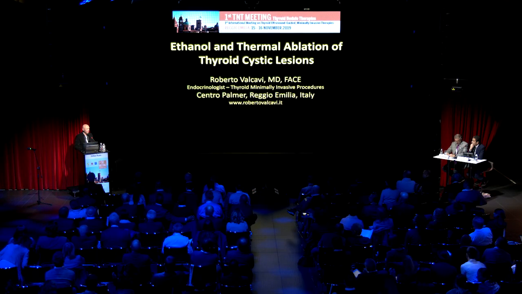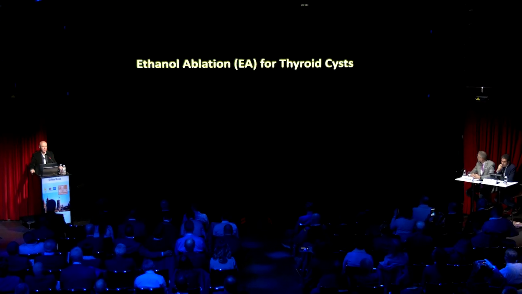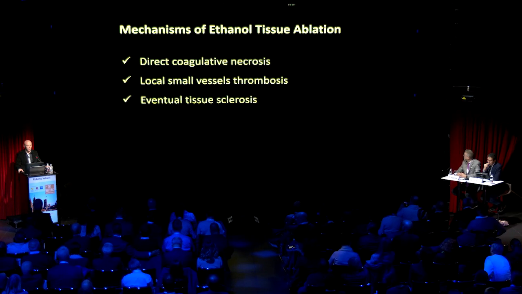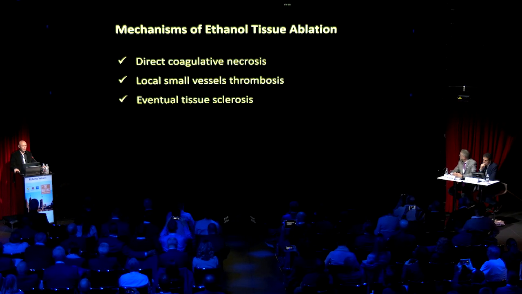So please, Roberto. My presentation today will focus on ethanol and thermal ablation of thyroid cystic lesions. Ethanol has been the first agent to be proposed and used for thyroid ablation. Soon it was clear that ethanol is indicated in thyroid cystic rather than in solid thyroid nodules. The mechanisms of ethanol tissue ablation are direct coagulative necrosis, local small vessel thrombosis, and eventual tissue sclerosis.